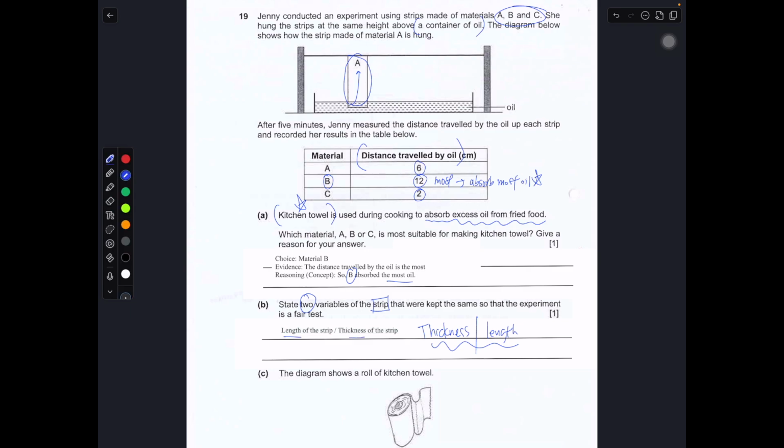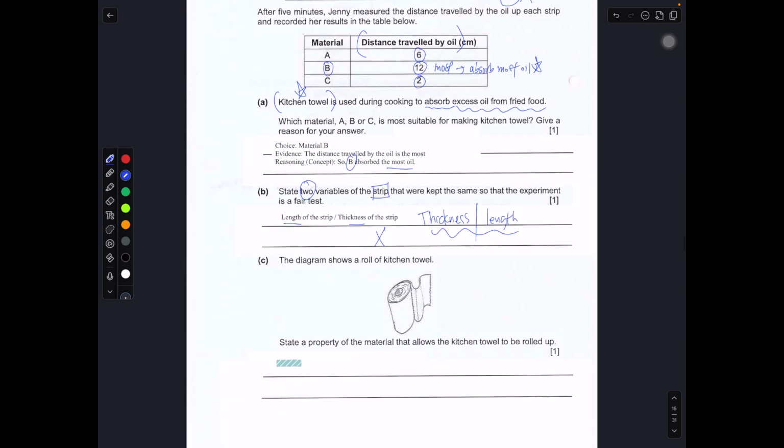If you say something like the amount, the length of the strip that is being dipped in the water, no. The length of the strip being dipped in the water cannot, because we are talking about the strip itself. We do not want to interfere with the oil.